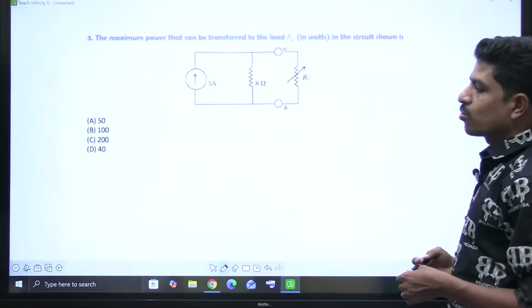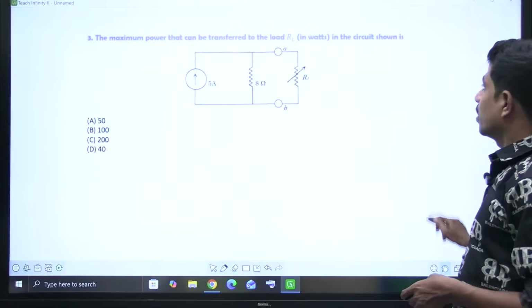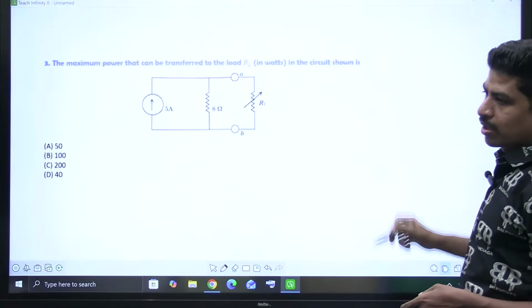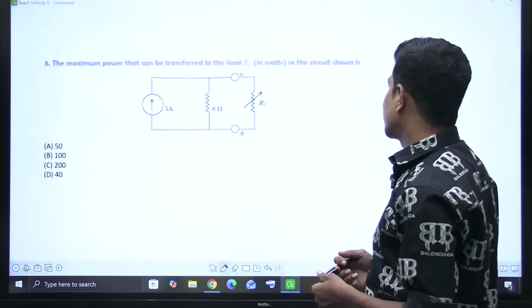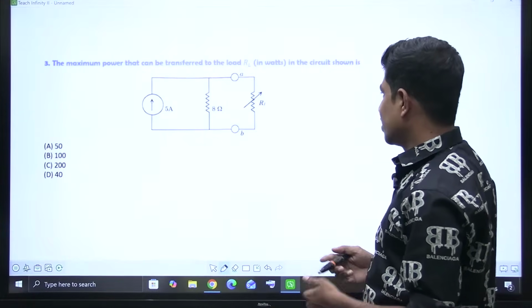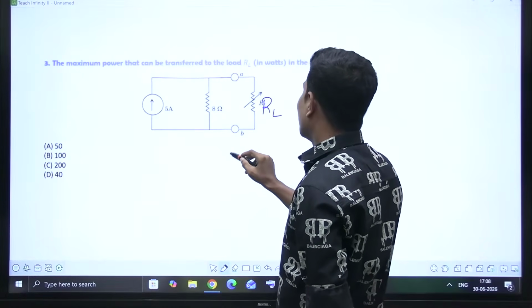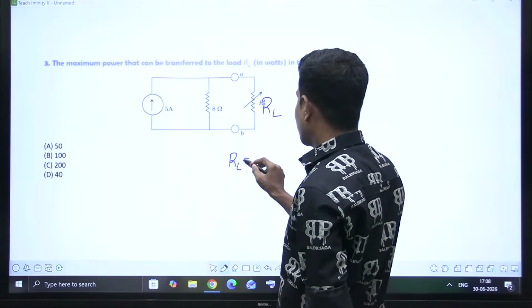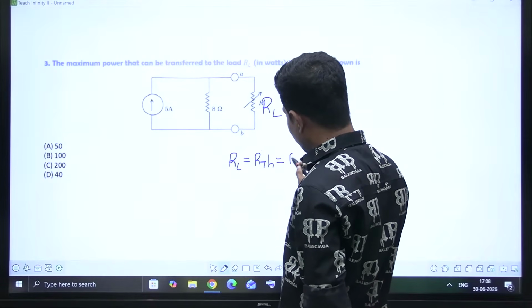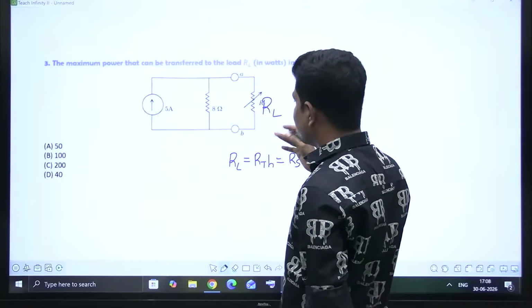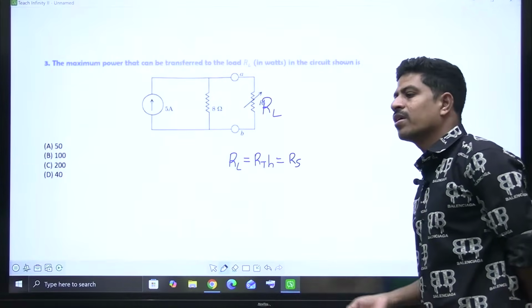Next, this question is related to the maximum power transfer theorem. Yes, I think now it is visible clearly. The maximum power that can be transferred to RL in the circuit shown, it is asking how much maximum power can be transferred to this RL. What is the condition? RL must be equal to R Thevenin. Sometimes it is also called R source. If it is a simple network, that is equal to RS. If it is a complex network, we have to find its Thevenin's equivalent resistance.